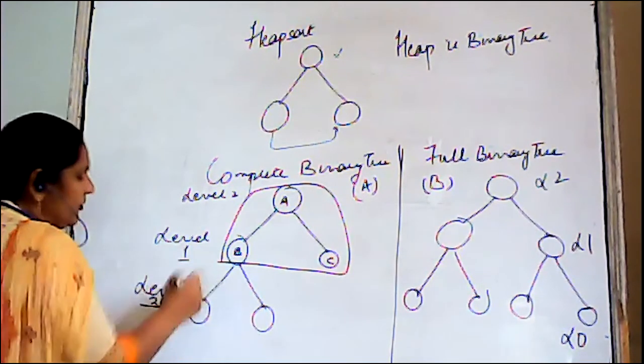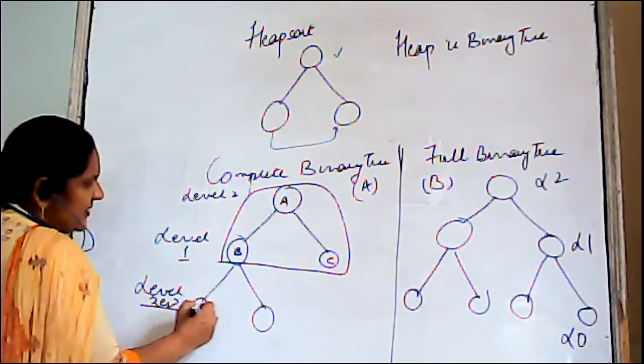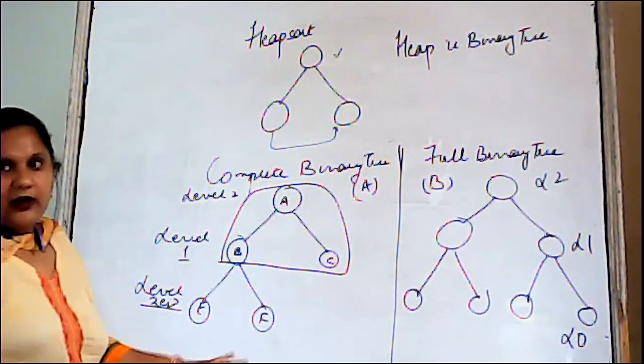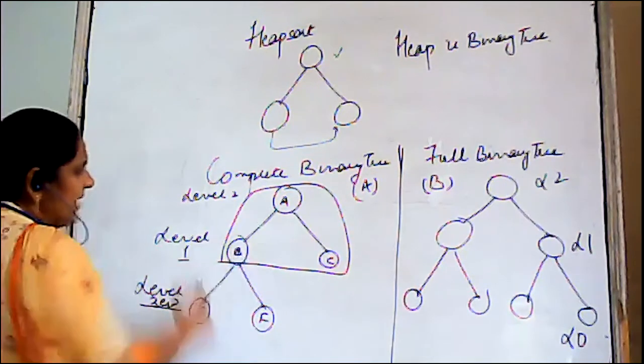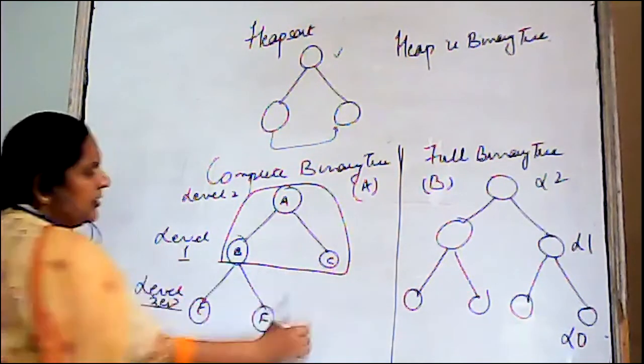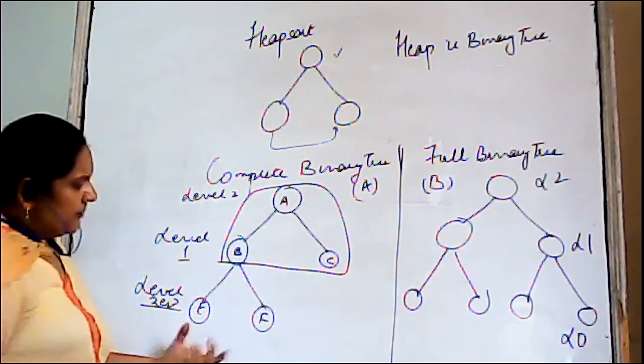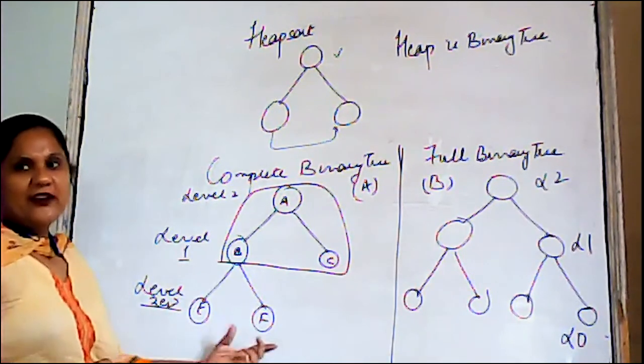But at level 0, if I say B has left child E and it has right child F, now this is not complete because it has only the left part, but this C tree is not complete. So this is called a complete tree. That means we can insert, but the levels are filled. Left and right child are filled.